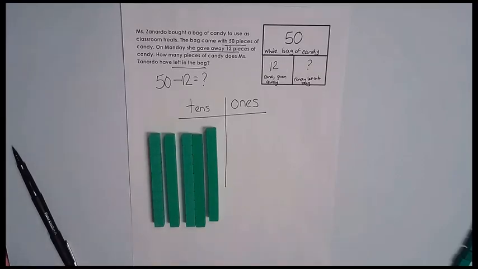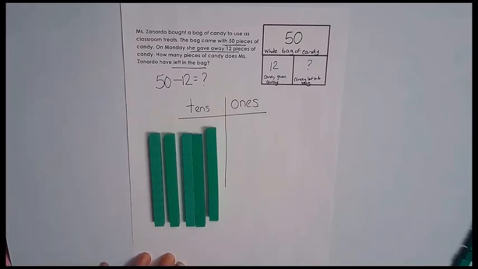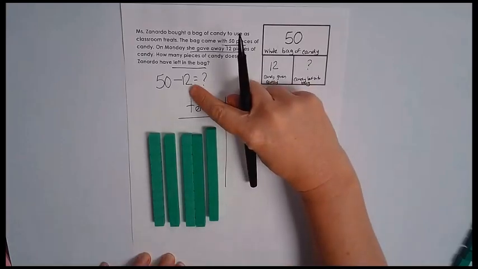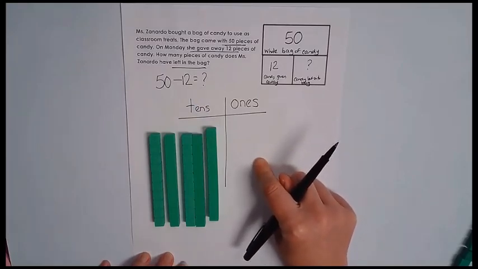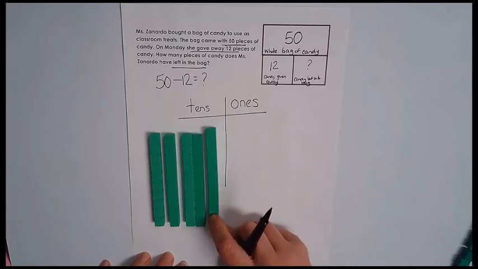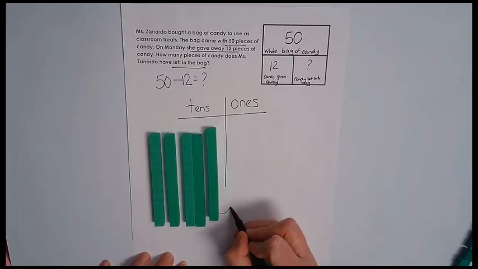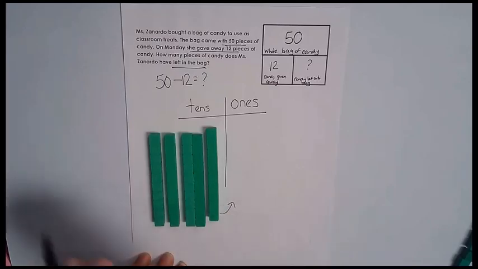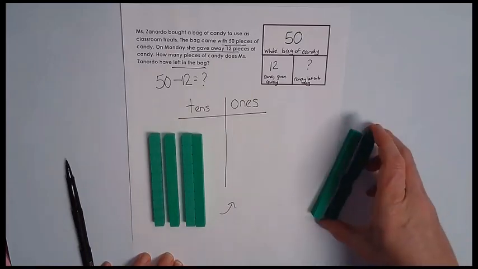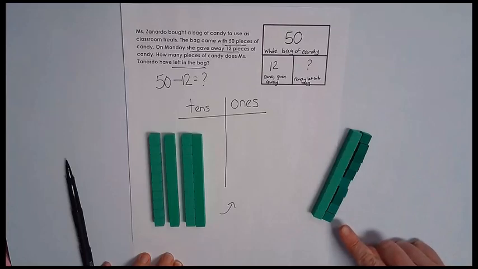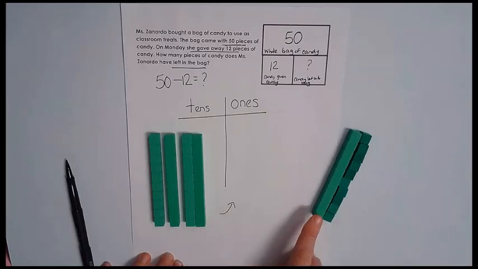Now that I have represented my total number of pieces of candy in the bag, I can subtract the candy that Miss Zanardo gave away. The number 12 is composed of 1 ten and 2 ones. I know that I need to subtract 2 ones, but I notice that I do not have any ones right now. This means I need to decompose a 10 into 10 ones. So when I take my tens rod, I can see that it is equal to 10 ones. So I'm going to decompose that 10 into 10 ones.